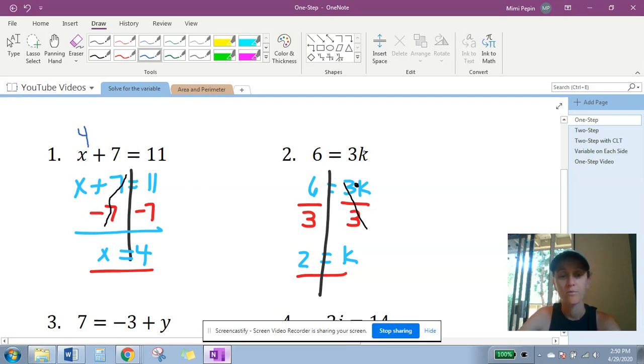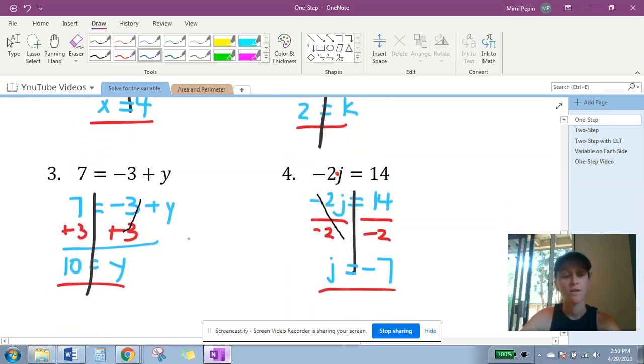On number 2, if I plug in 2 for k right here, that means I'm doing 3 times 2, and 3 times 2 is 6, so those two sides are equal. So you can always check your work and make sure, if I plug my solution back in, am I going to get the same thing on each side of the equation?